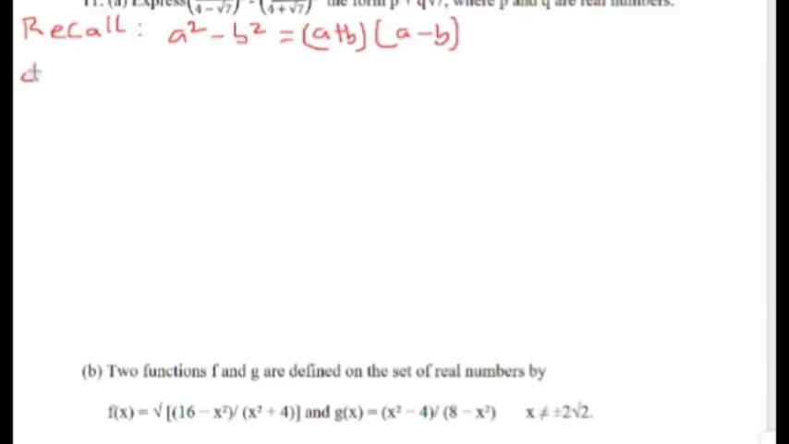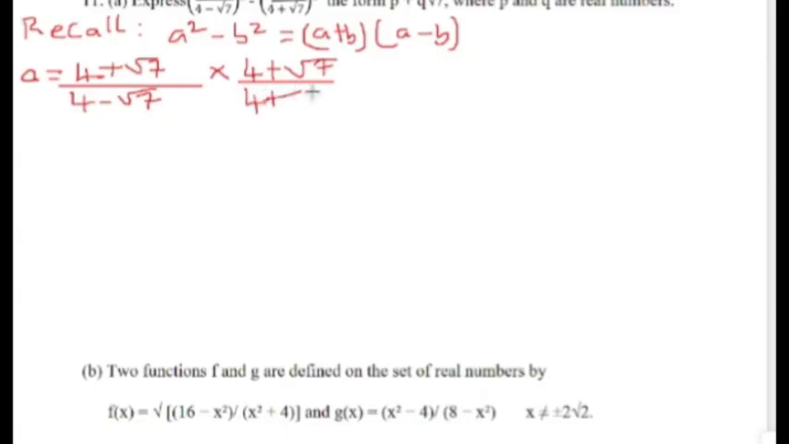So I'm going to make a equal to 4 plus root 7 over 4 minus root 7. Now, we need to rationalize the denominator. So how do I do that? I simply multiply the numerator and the denominator by the conjugate of the denominator. So instead of minus it becomes plus. We've not changed this expression. This only allows us to simplify it because I'm just multiplying by 1 effectively. So we have plus root 7.